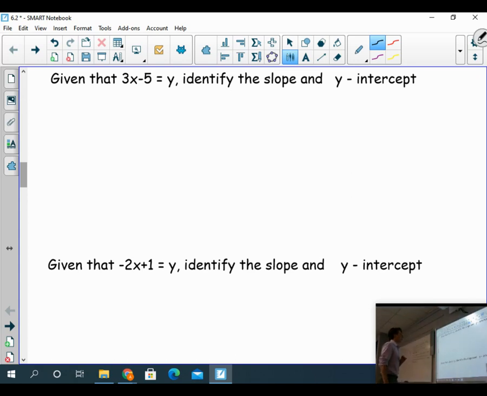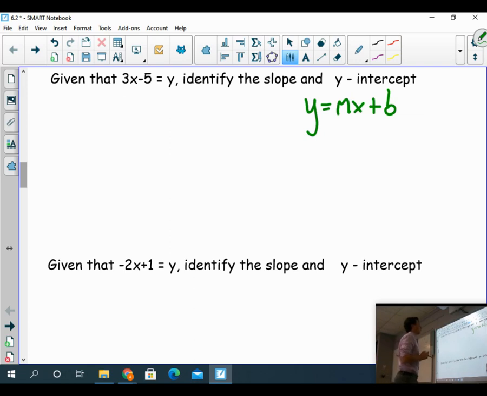So for these 2 problems, what I want you to do is, given the linear equation, that linear equation being in slope-intercept form, I want you to identify the slope and the y-intercept. Okay, hopefully you've taken a chance to do that. And it's helpful in order to solve these to always remember the general form of slope-intercept form. If you don't have this committed to memory, this would be a great time to do so. It's going to make your mathematical life in algebra immensely easier.